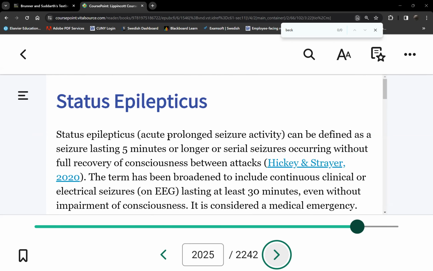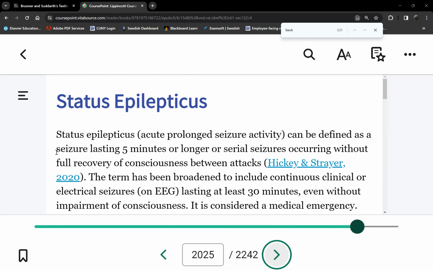Last topic for the day, status epilepticus. This is an acute medical emergency. This is going to cause death unless interrupted. What is status epilepticus? There are two qualifications that are considered status epilepticus.